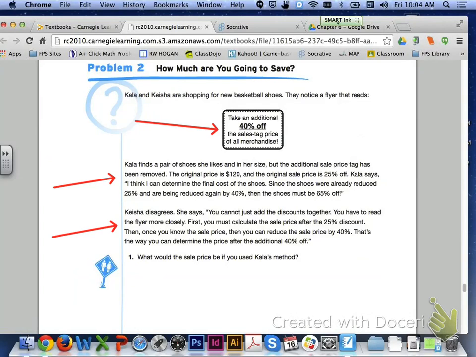So what I would like you and your group members to do is take a look at number 1 and number 2. What would the sale price be if you used Kala's method? And what would the sale price be if you used Keisha's method?